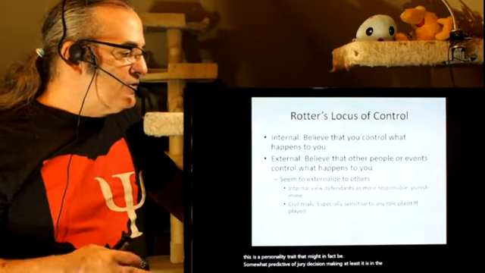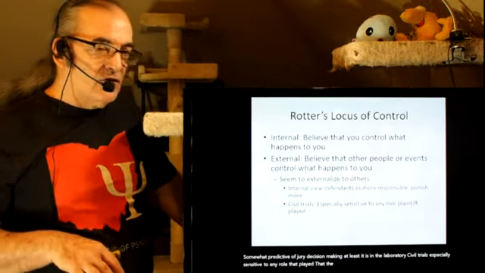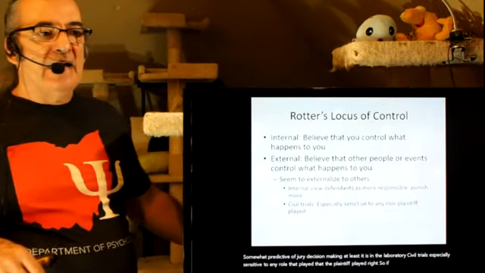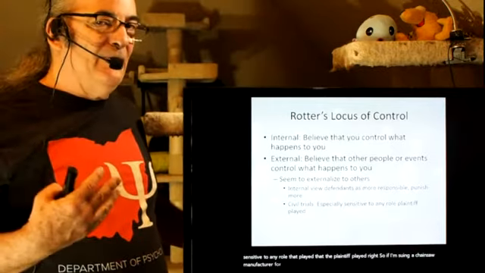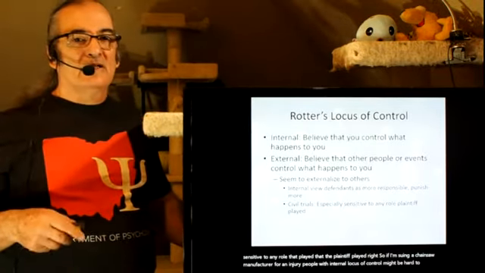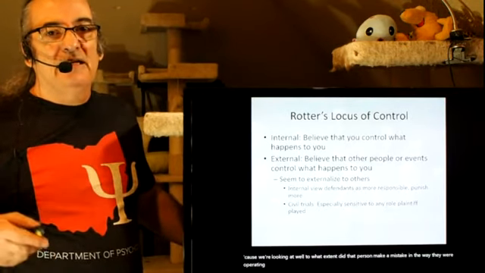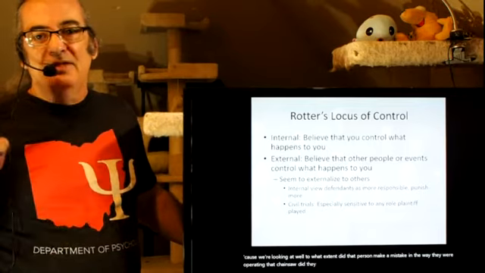Civil trials, especially sensitive to any role that the plaintiff played, right? So if I'm suing a chainsaw manufacturer for an injury, people with internal locus of control might be hard to convince, because we're looking at, well, to what extent did that person make a mistake in the way they were operating that chainsaw? Did they contribute to their injury even in the slightest?